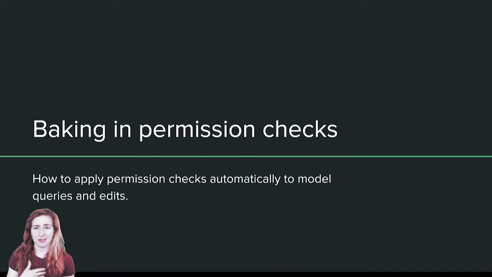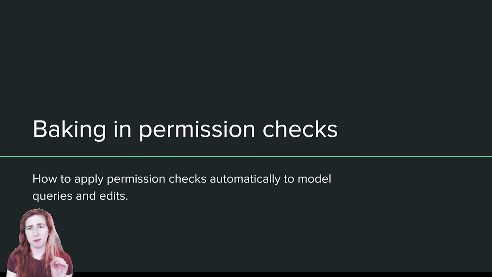So that's the existing solutions that are out there. Now I'll talk a little bit about what I built and how it worked for me. Specifically, I'll start off by focusing on permission checks at the whole model layer, and then I'll talk a little bit more later on about how to do field-specific permission checks.